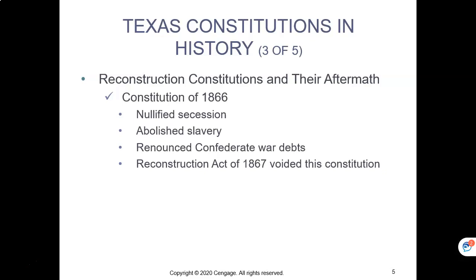So in 1866, after the war ended in 1865, Texas had its, what is this, fourth constitution, according to the book. So we have 1836, 1845, 1861 when they seceded. So 1866, they drafted this constitution that said, okay, slavery's abolished.